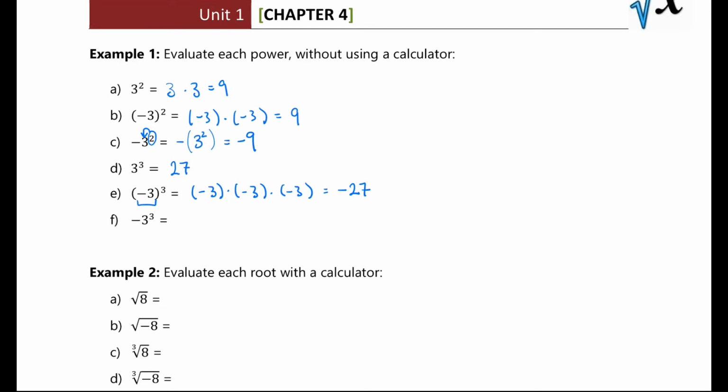F. And again, this exponent is only referring to the base 3. So let's rewrite that so it's clearer. So this is just saying negative, and inside a bracket, 3 to the power of 3. This is equivalent to saying negative 27.